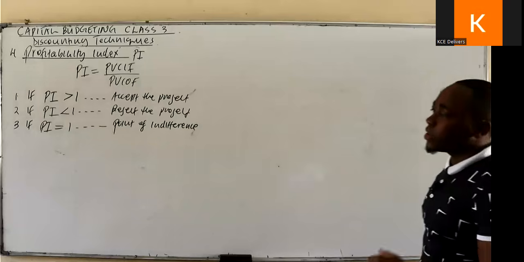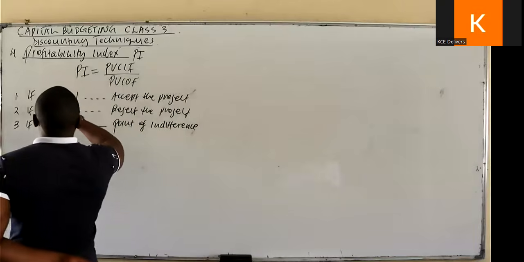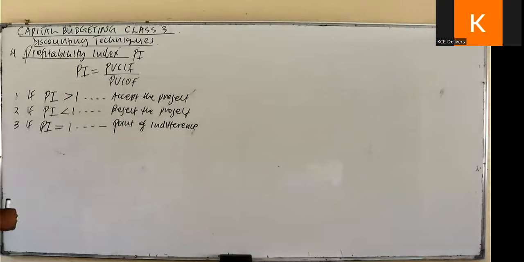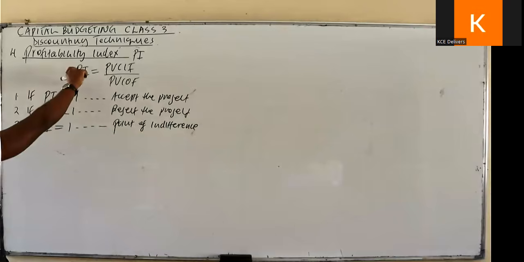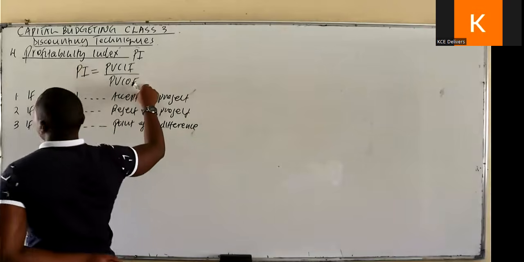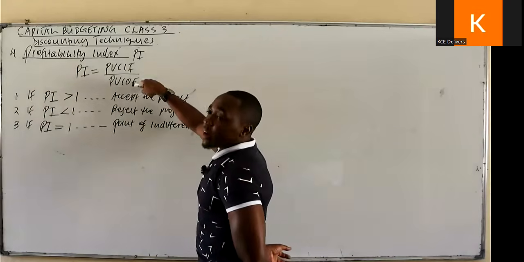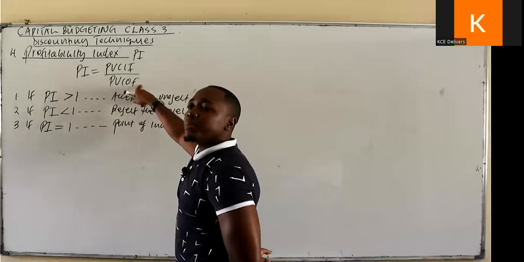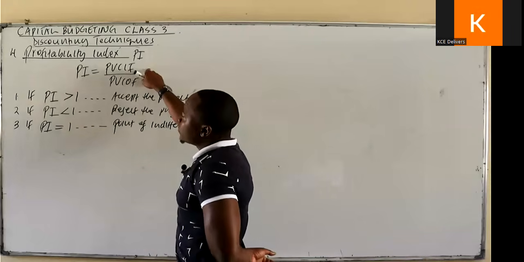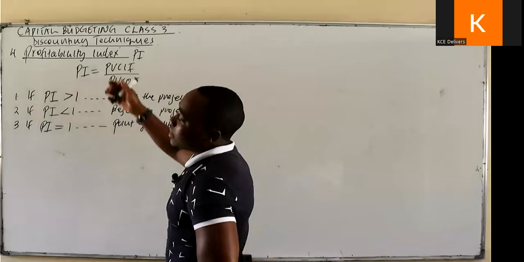Yeah, that's the decision criteria. If the profitability index is greater than 1, that's when you accept. What does it mean? The profitability index is the ratio of the inflow and the outflow. So if the inflow is more than the outflow, automatically NPV will be positive, and therefore the profitability index will be greater than 1.